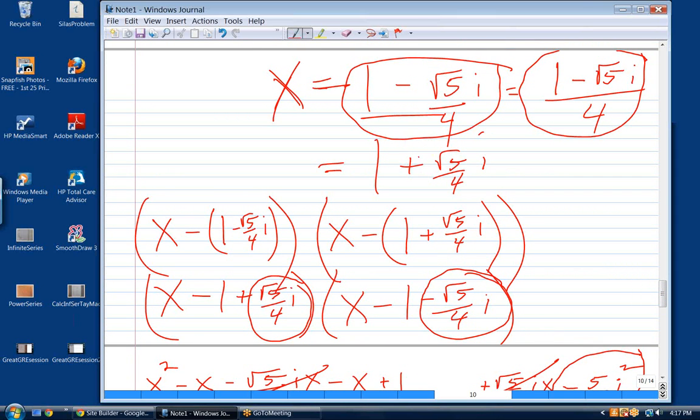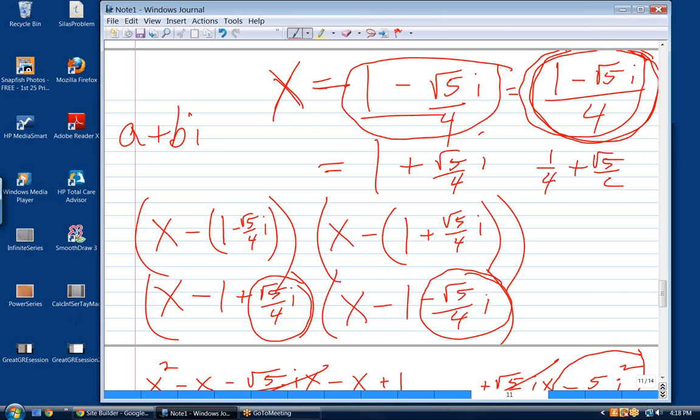In other words, that's why this format a plus bi is so important, because you don't really ever want to give an answer like this. That's not in a plus bi format. The correct answer, if that was really what they were trying to say, would have been 1/4 plus root 5 over 4i and 1/4 minus root 5 over 4i.